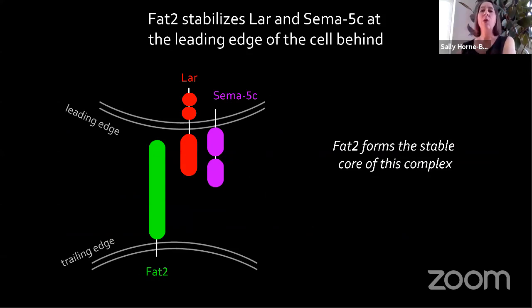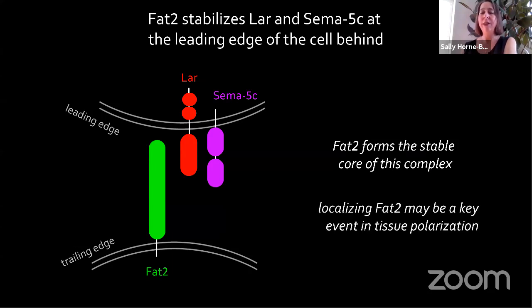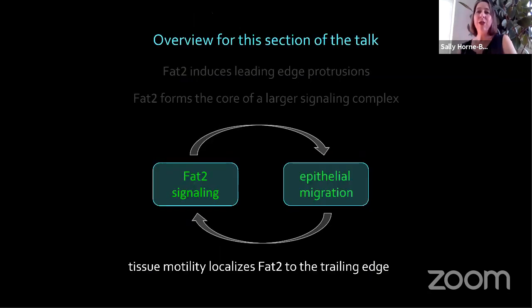Okay, so at this point, we're really pretty convinced that FAT2 is the dominant player, at least among the proteins we have found so far. And that's really led us to believe that the localization of FAT2 to the trailing edge may be a really key component of this entire system, because it's by localizing FAT2 that you recruit these transmembrane proteins and the SCAR/WAVE complex to kick off setting up the protrusions for the entire tissue. And so that made us really interested in understanding how FAT2 becomes localized. And so far, the major thing we've found is that the migration of the tissue itself is required to localize FAT2.